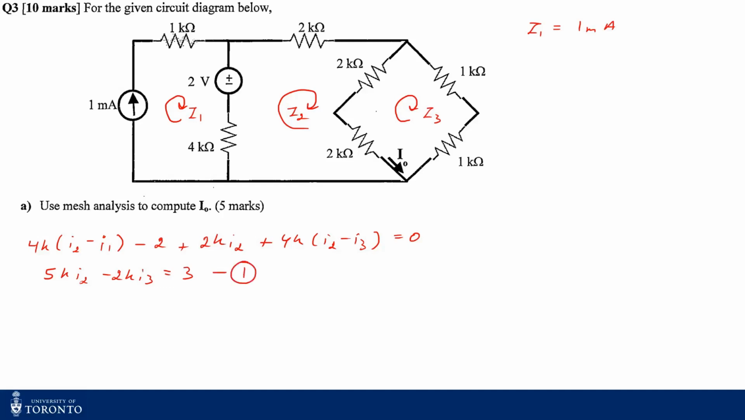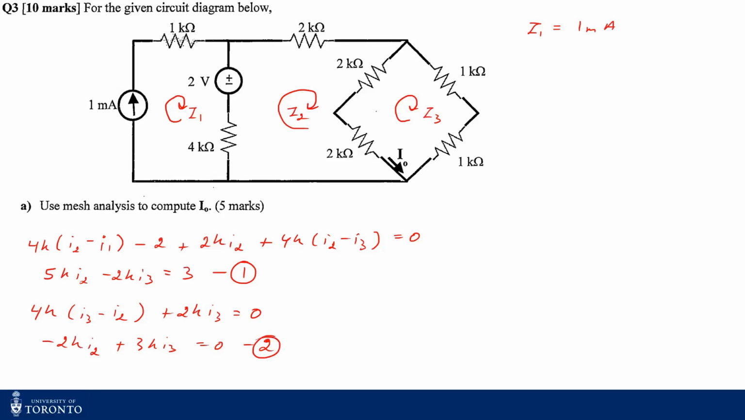Now for loop 3, I assume that my current I3 is greater than I2 and I1. So considering that, when I write my loop 3 equation, I end up getting I3 minus 4k I3 minus I2 plus 2k I3 is equal to 0. So once I simplify, I get minus 2k I2 plus 3k I3 is equal to 0. So this is my second equation, right?